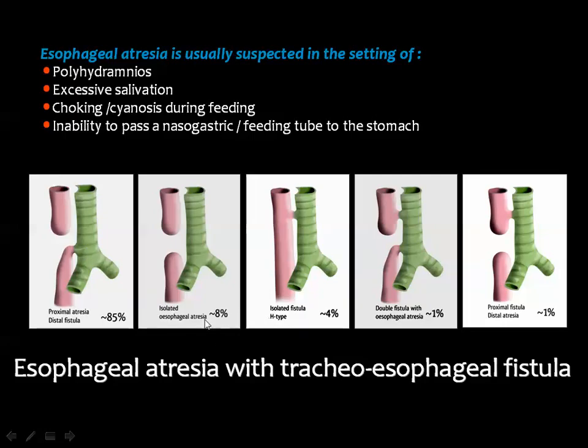The less common type is where you got two blind pouches, or in 4% you got what is known as H-shaped fistula. The esophagus is almost good, but it has a communication to the trachea. Then this is rare, 1%, where the proximal and distal pouches are connected to the trachea, and this is also rare where the proximal pouch is connected while the distal pouch is not.